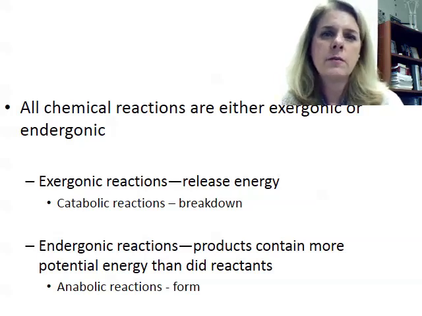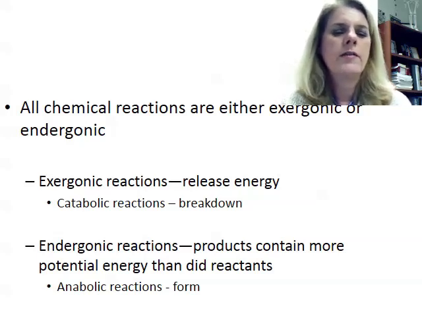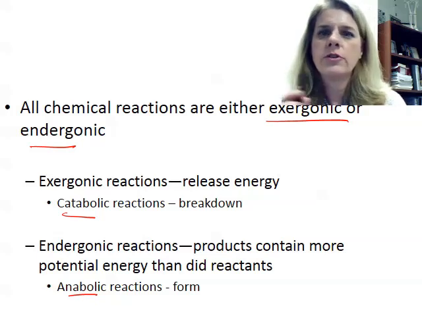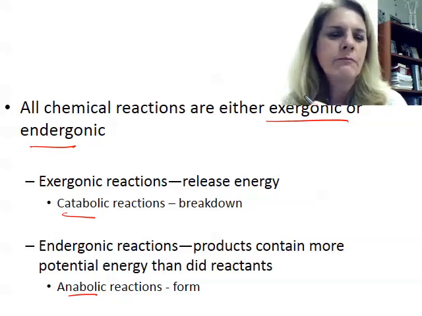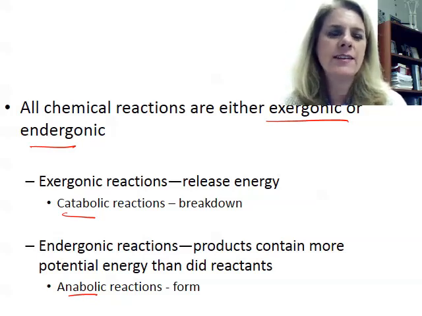When you talk about chemical reactions, we have some new vocabulary we're going to learn. We have the words exergonic and endergonic and catabolic and anabolic. So these are four words you need to store in your memory. Exergonic, so ex means like to leave, so like to exit.